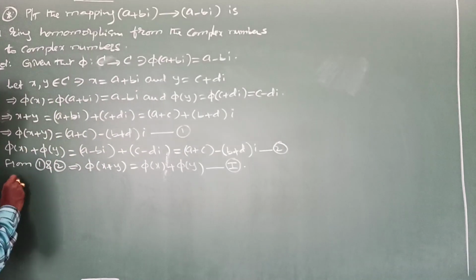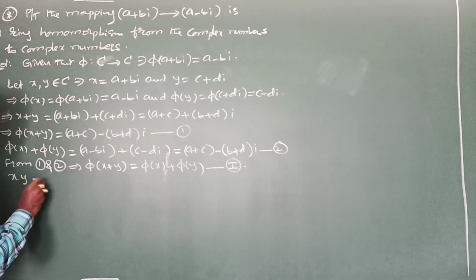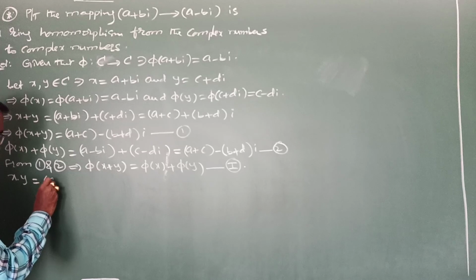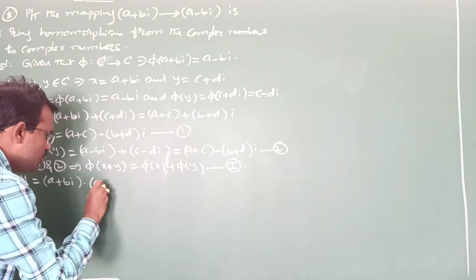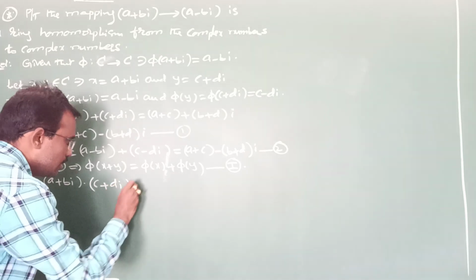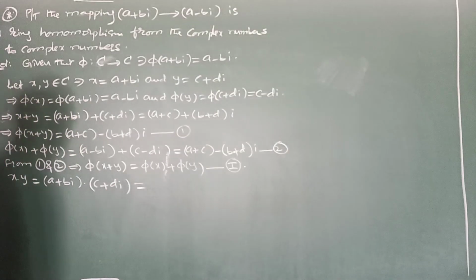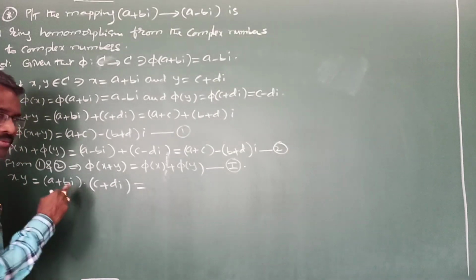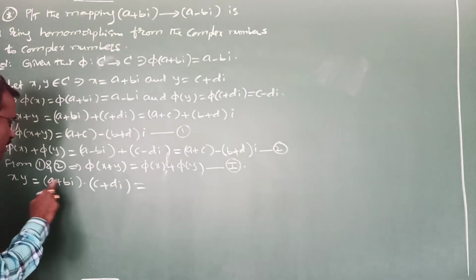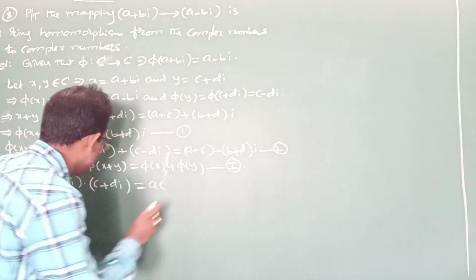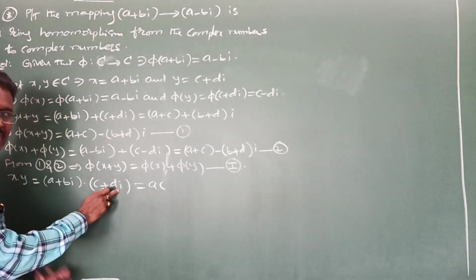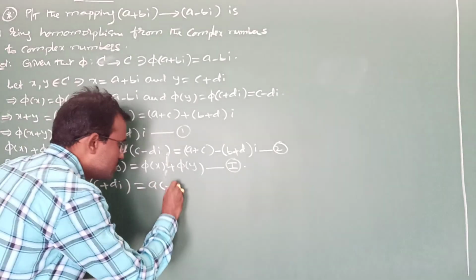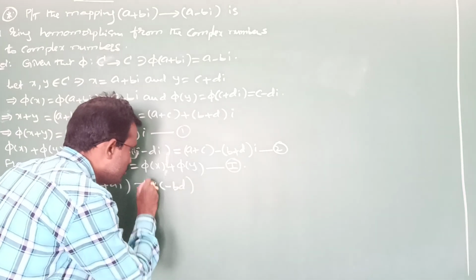For that let us go for x into y separately. You know what is x? a plus bi. y is what? c plus di. Now do the product of these two things. First I am writing the free from i coefficient in this product: a into c gives the free from i coefficient, plus bi into di, bd into i square. i square is minus 1, so minus bd. This is free from i coefficient.